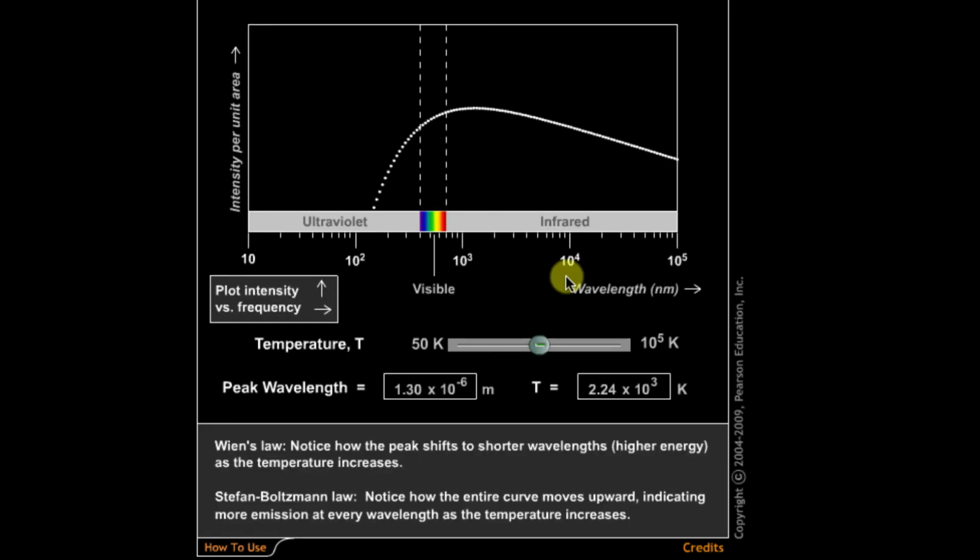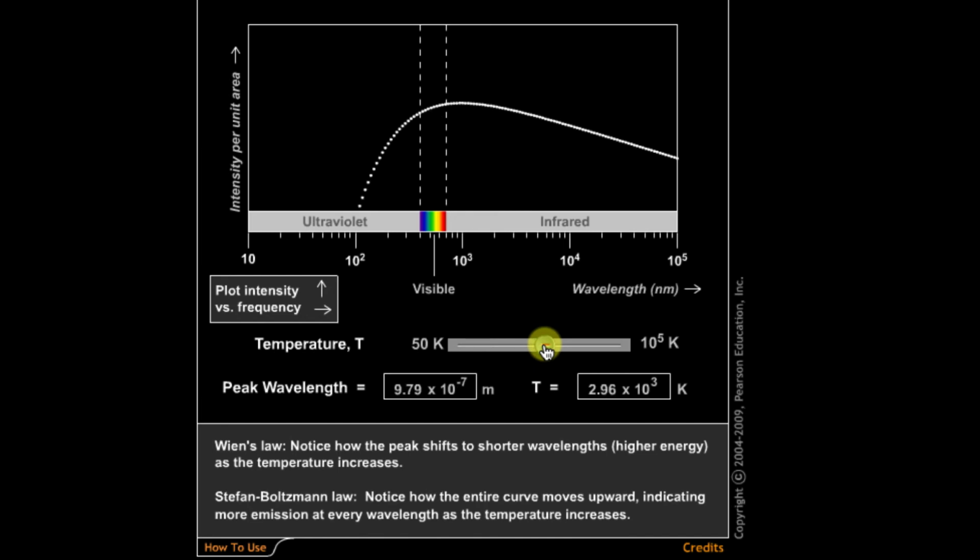This interactive figure shows this thermal radiation spectra, and so here we can adjust the temperature of an object. Here's the temperature that we have it at this point, 2.24 times 10 to the 3, that's 2,224 Kelvin. The brightest wavelength is somewhere over here, and it gives it to us here, 1.3 times 10 to the minus 6 meters. So that's like 1,300 nanometers. So that's definitely in the infrared part of the spectrum.